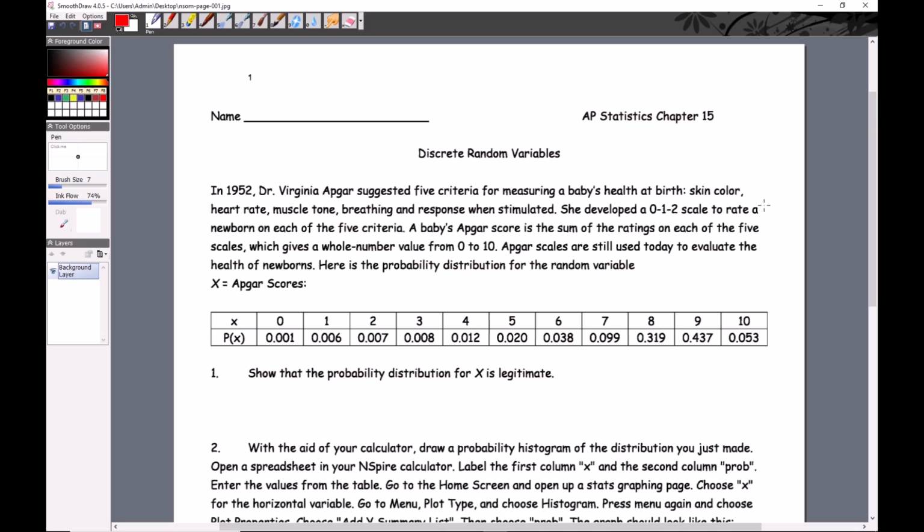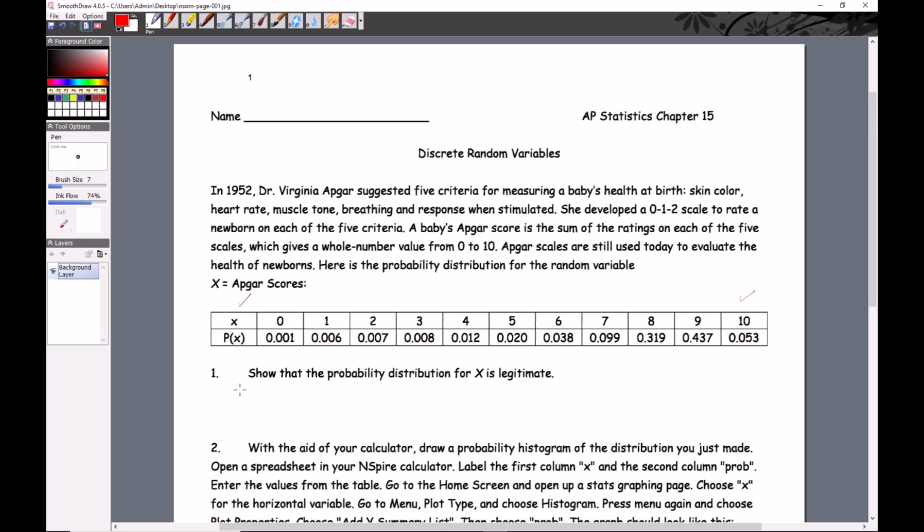And since you can go anywhere from x equals 1 up to 10, all right, and this has been going on for so long that babies have been rated and recorded and rated and recorded thousands upon thousands of times. So we now have a working probability model, probability distribution for this random variable. And we're supposed to show that the probability distribution for this is legitimate, okay?